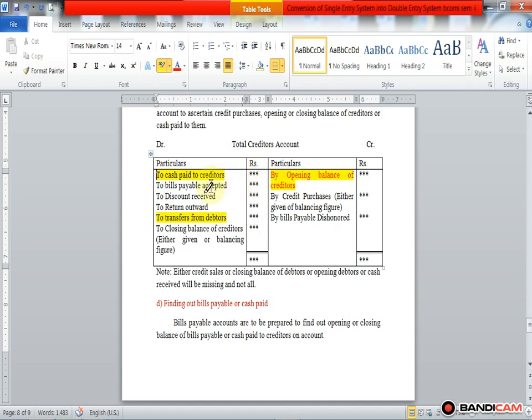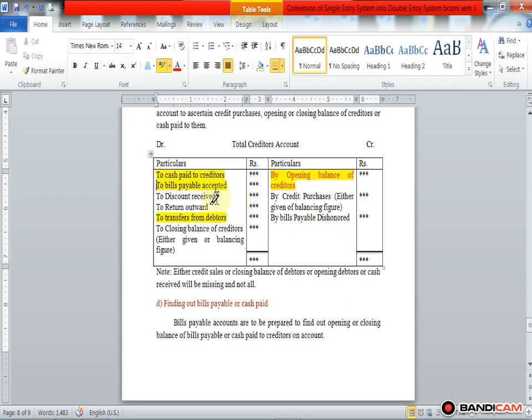Next one is given here: bills payable accepted. In the current year, the bills accepted given in the problem are transferred to the debit side of the creditors account, and the entry will be creditors account debit to bills payable, that is, bills accepted during the year. If not given, then the balancing figure is our bills payable accepted during the year.